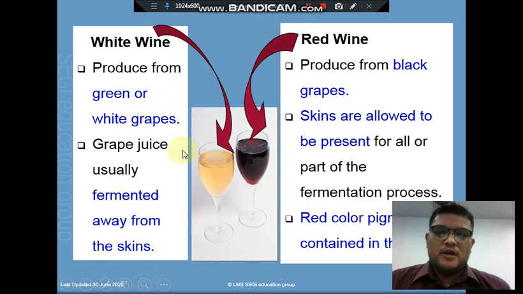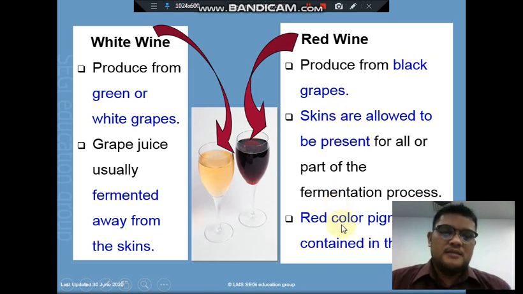So these white wines are made of white grapes or green grapes. And then red wines are produced from black grapes, usually with the skins on. Skin on means the process of fermentation does not require the black grape skins to be removed.